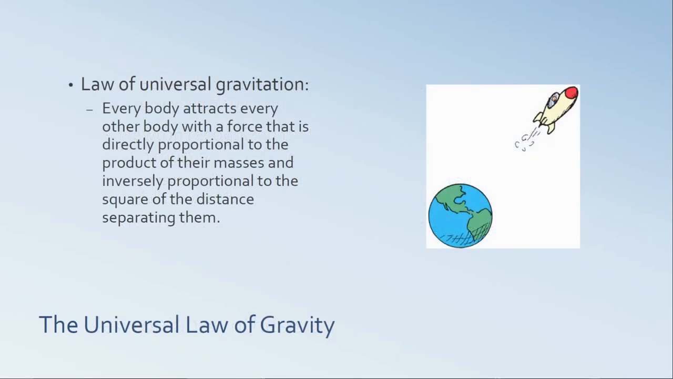So the law of universal gravitation states that every body or object attracts every other object with a force that's directly proportional to the product of their masses and inversely proportional to the square of the distance separating them. So the more mass that we have in our objects, the more they're going to be attracted. But the further away we put our objects, the less the force of attraction between them.